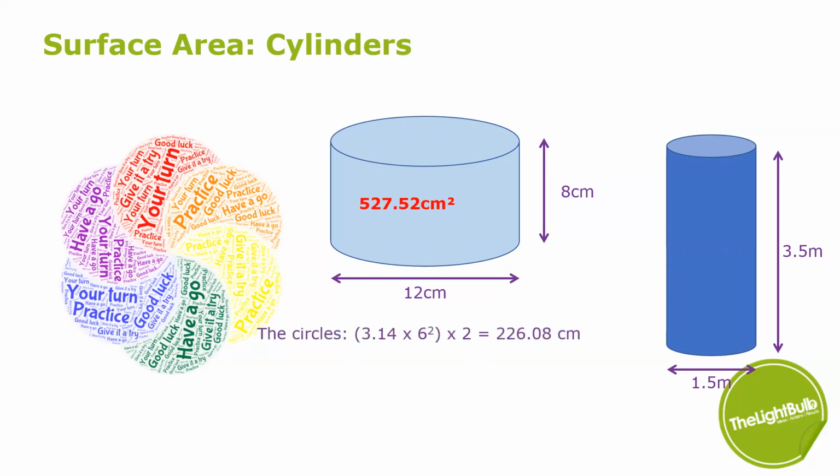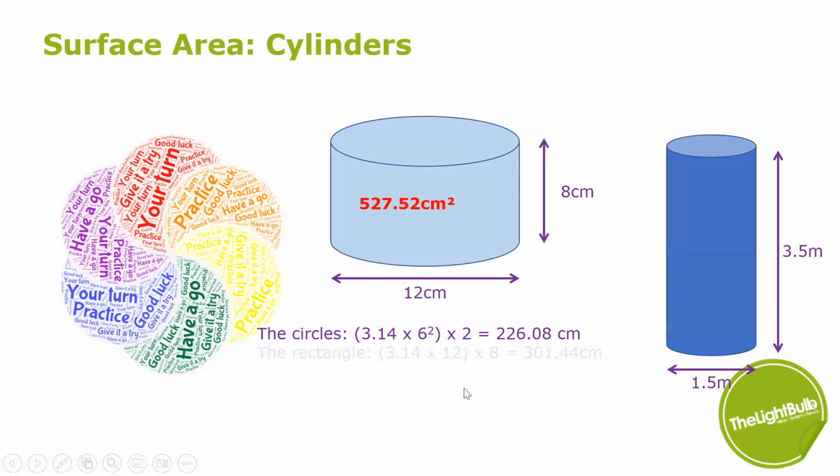Now the way that we got there was by figuring out the circles, which is pi r squared times 2. So 3.14 times 6 squared. 6, of course, is the radius because we've been given the diameter, and half of the diameter is the radius, so half of 12 is 6. So pi r squared at 3.14 times 6 squared, then times 2 for the top and the bottom. It was 226.08 for those shapes.